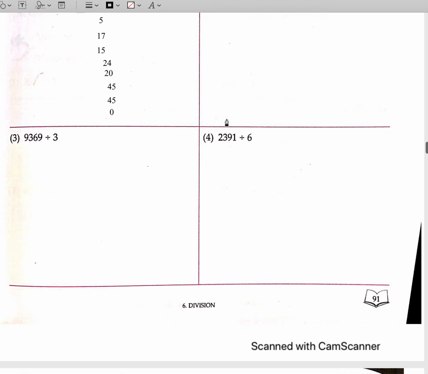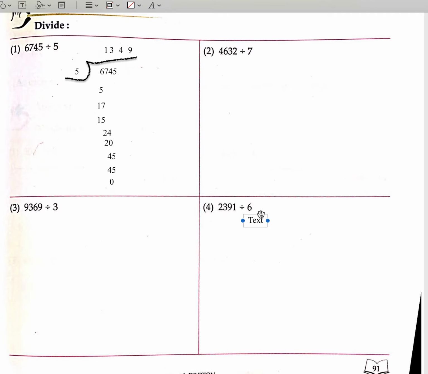Next we will do 2391 divided by 6. तो हम अभी सब नंबर्स को राइट करते हैं. तो डिविडेंड होगा 2391 एंड डिवाइज़र होगा 6. अभी हम डिवाइड करेंगे. तो पहले फर्स्ट नंबर जो है 2.